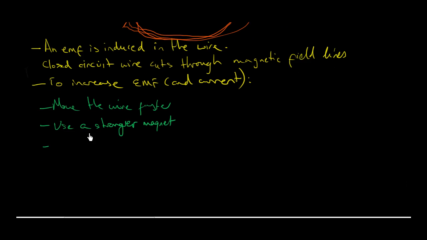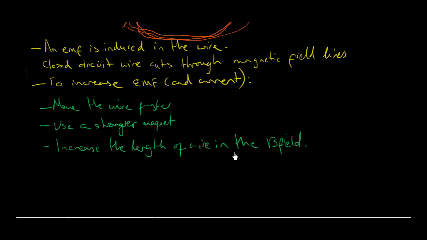Okay, so hopefully that makes sense, and we need to write this down also in green. And so we increase the length of the wire in the magnetic field, so we can increase the length of wire in the magnetic field. The B field is the same thing as a magnetic field, really. And for example, you can loop them around several times, as we just said. Now all of these ideas are summed up really by Faraday's law of electromagnetic induction.